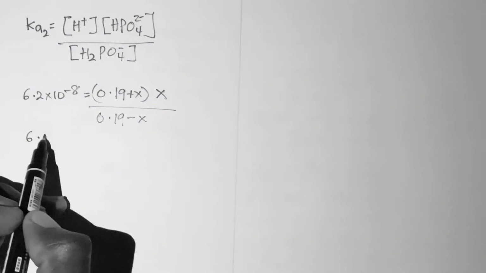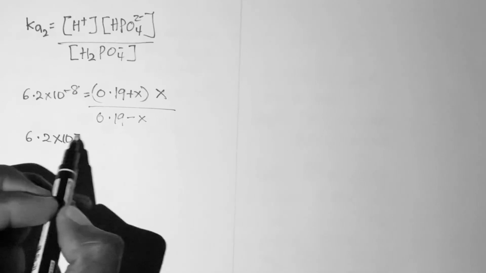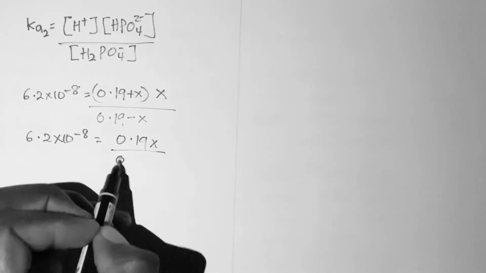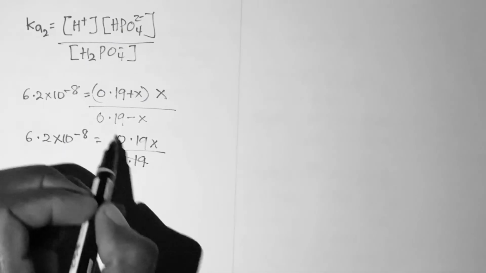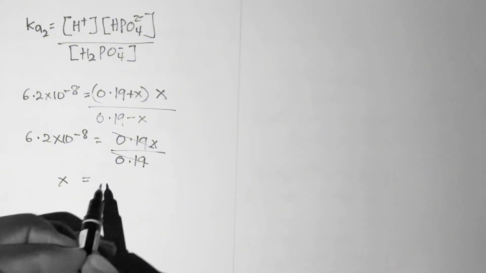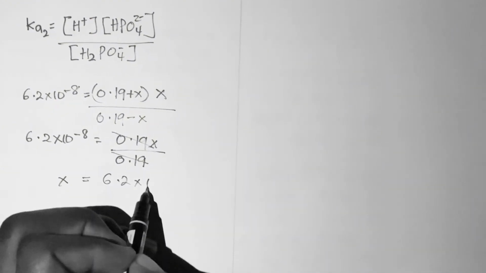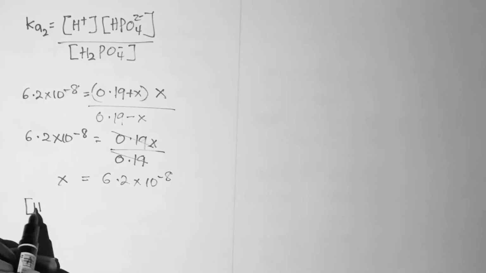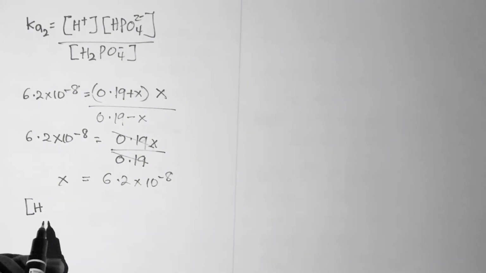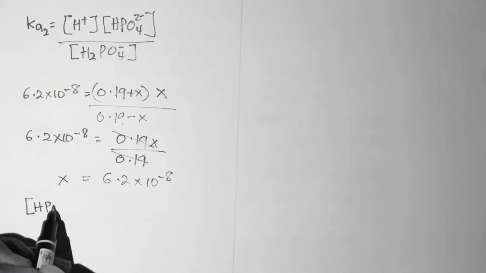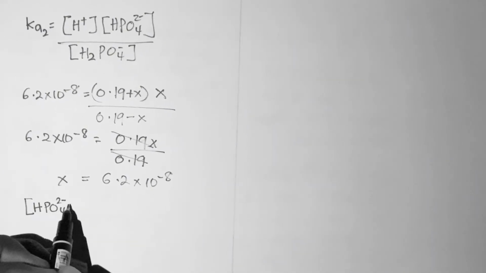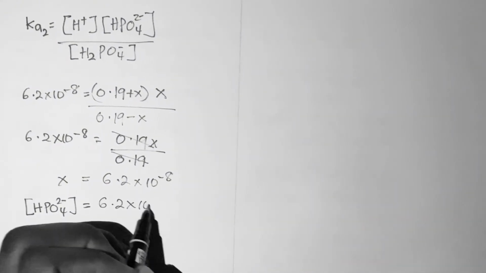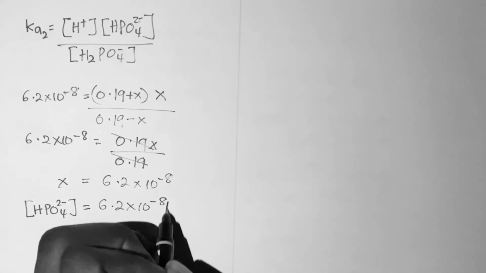So we'll get 6.2 times 10 exponent minus 8 equals 0.19x divided by 0.19. So these two will cancel out. So we find out that x is equal to 6.2 times 10 exponent minus 8. In other words, the concentration of the HPO4 2 minus is equal to 6.2 times 10 exponent minus 8 molar.